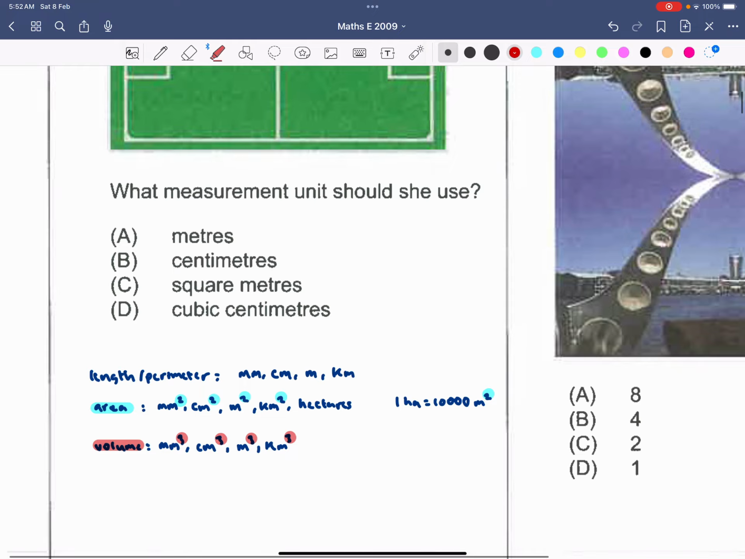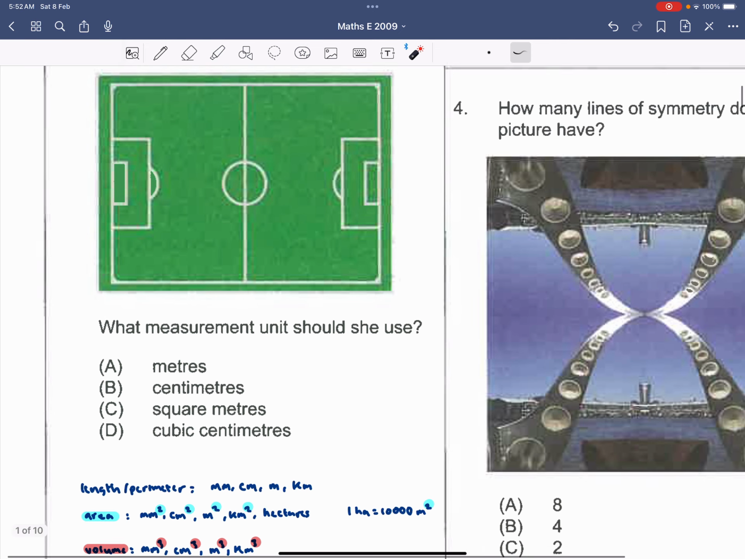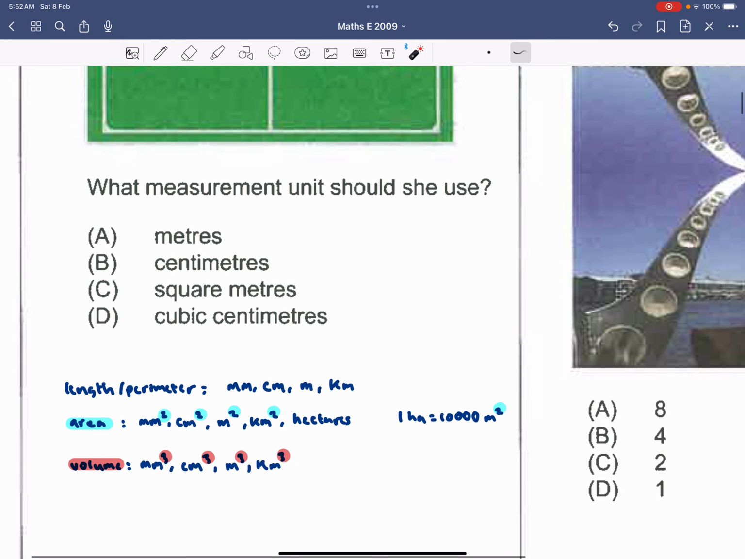All right, so what measurement should she use if she wants to measure area? If she wants to measure area, it should be something squared. So it should be square something. The only one that's square something is this one here, square meters. It can't be cubic, because cubic is how you measure volume. And I told you that we're not measuring length or perimeter, so it can't be meters or centimeters. So therefore, the answer must be square meters. And that really does make sense.